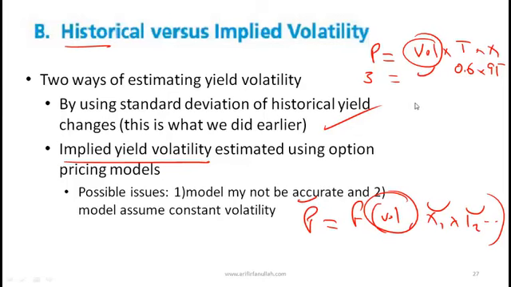So this is called implied volatility. What are the possible issues? You might have a model like this which is completely wrong. If you come up with a volatility based on an incorrect model, then that's a problem.